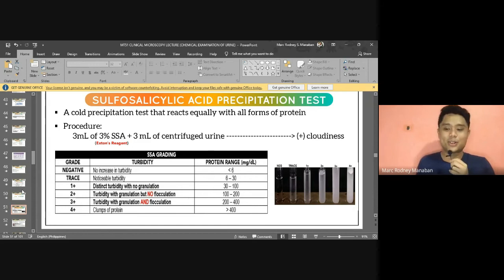Okay? Words appear, alright? So here's an example, as you can see, increasing turbidity, and upon reaching 4 plus, the clumps become visible. Okay? Alright, sige. That's for your SSA precipitation test.